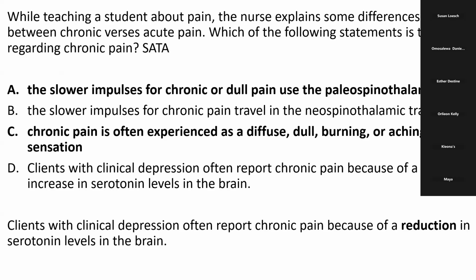Why is B wrong? Because that's the paleospinothalamic tract, the wrong track. Acute pain travels on the neospinothalamic track, right?